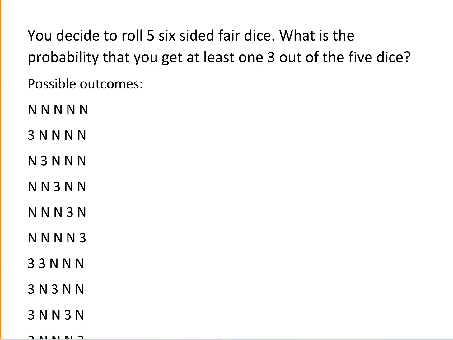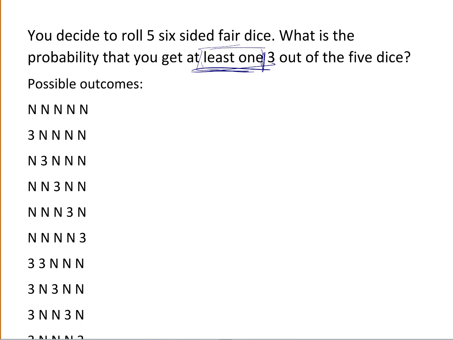In this problem, it says we decide to roll 5 6-sided fair dice. And what is the probability that you get at least one number 3 out of the 5 dice? Now, anytime you see that "at least one," it should send off bells in your mind saying, use the complement rule. So that's what you want to do.